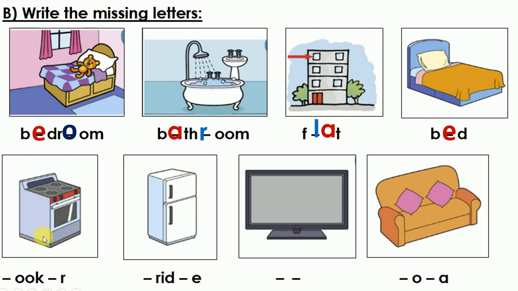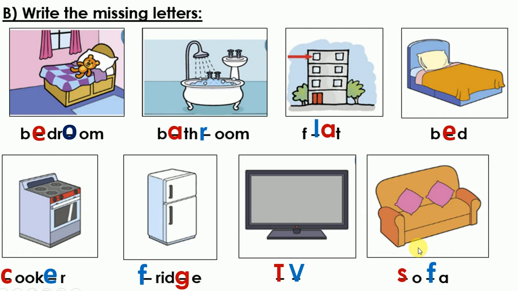What's this? It's cooker. C and E. What's this? It's a fridge. F and G. What's this? It's a TV. Don't forget to write them capital letters. The last one, what's this in the picture? It's sofa. S and F.